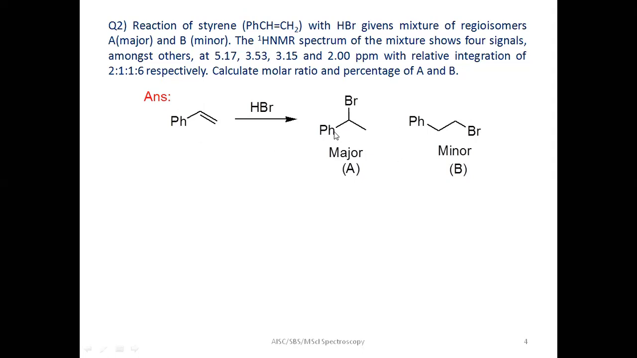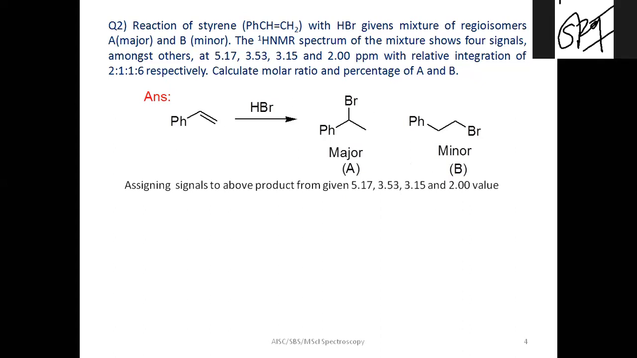Now you have to find out the peaks for this. We are not taking Ph protons here. It is not given; the values given are below 6 delta. So there are no aromatic protons given, but the other protons are given from the products. So assigning the signals to the above products from the given delta values, that is 5.17, 3.53, then 3.15 and 2 delta. So let us assign the values.